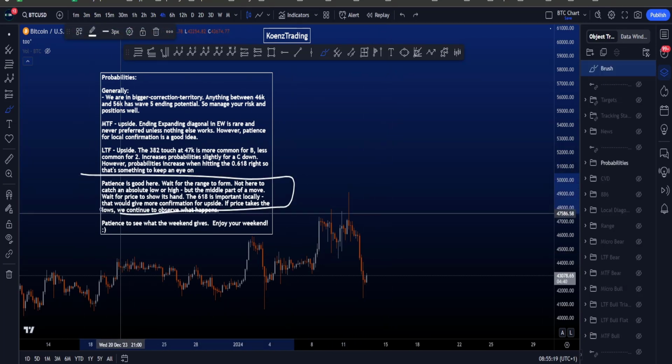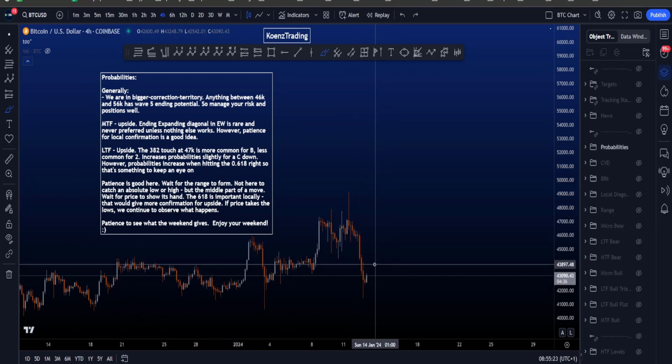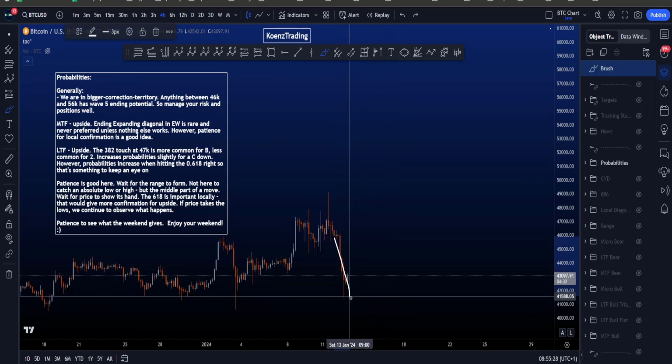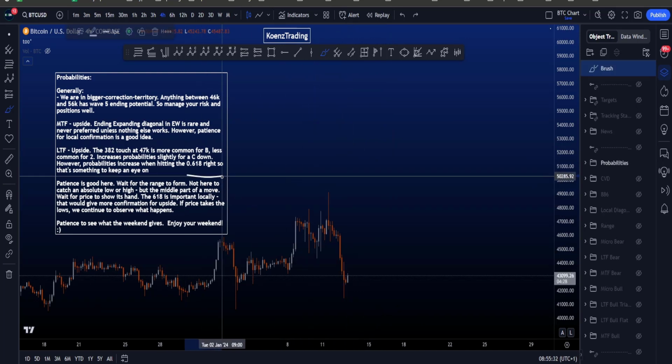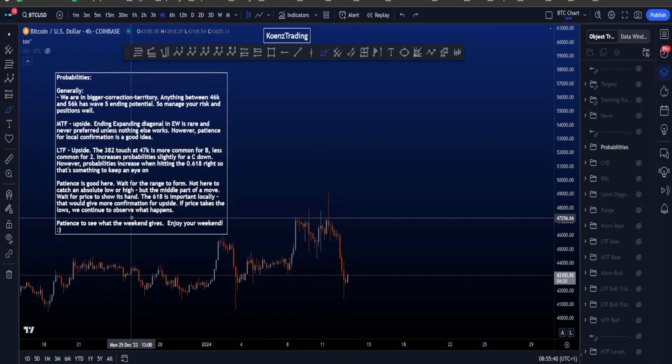And then generally, patience over here also throughout the weekend is a very good idea. Waiting for the range to form, which is always something that I love to do after bigger moves. Just wait for the range. It will give us all the information. I'm not here to catch an absolute low or an absolute high. I'm here to catch the middle part of a move and grab those percentages in profit. Wait for price to show its hand.